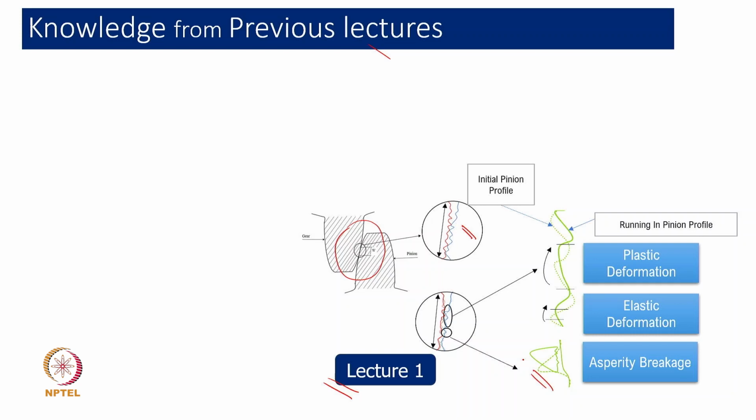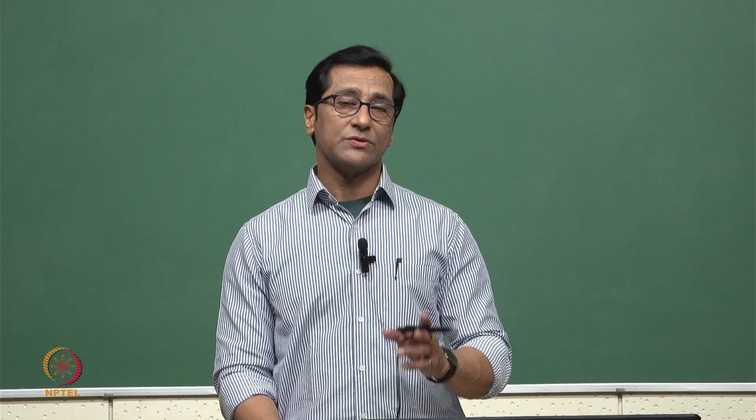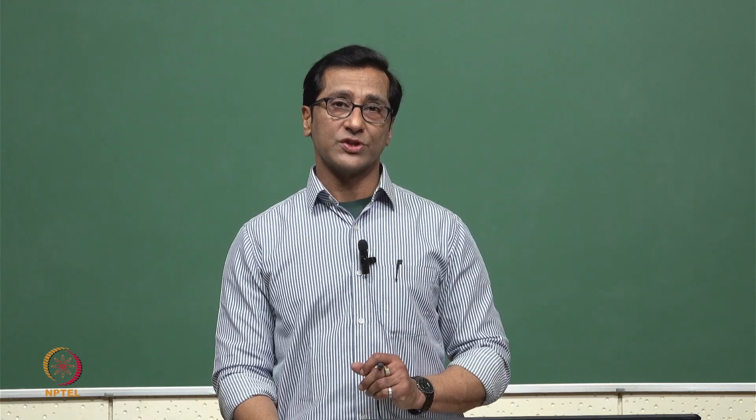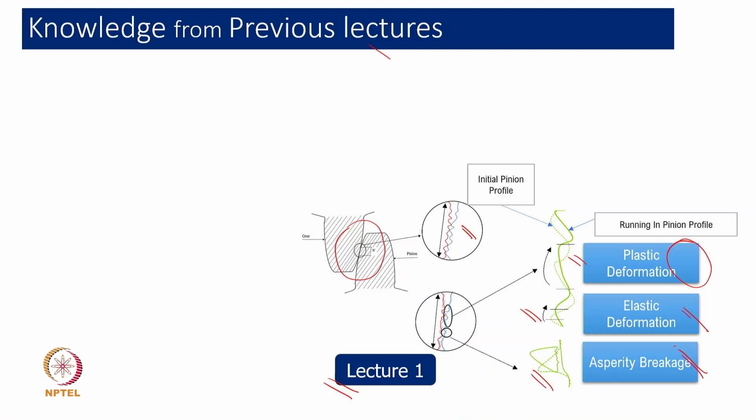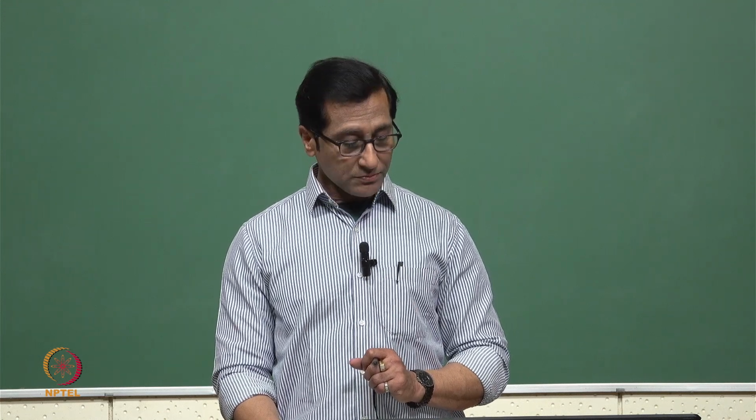One is asperity breakage may occur, elastic deformation may occur, plastic deformation may occur. If elastic deformation, there's no variation, there's no change. But if plastic deformation happens, naturally the digital replica needs to be changed. We need to provide that plastic deformation to the digital replica so that we are able to find a realistic situation. And if there is asperity breakage, again we need to provide that kind of information to the digital twin so that necessary improvements can be made in the digital image.